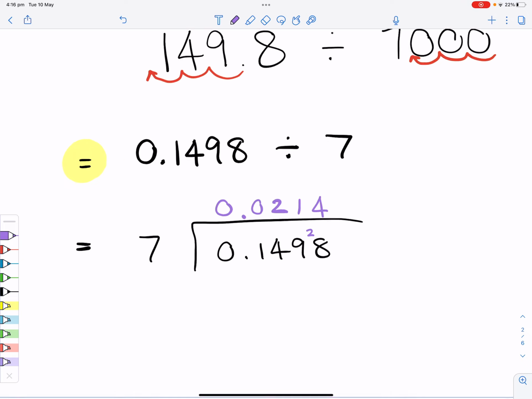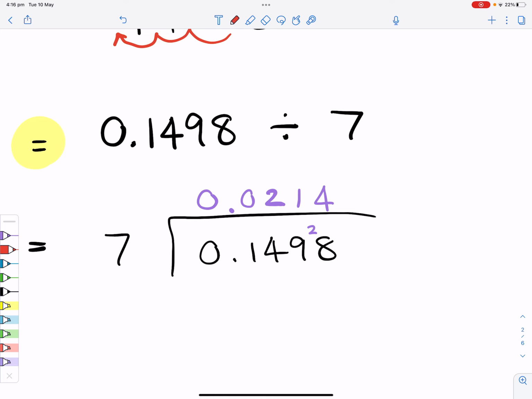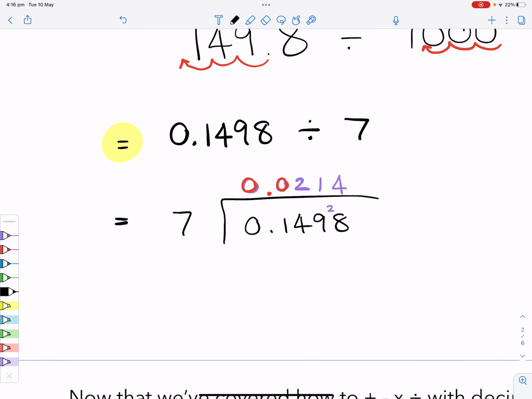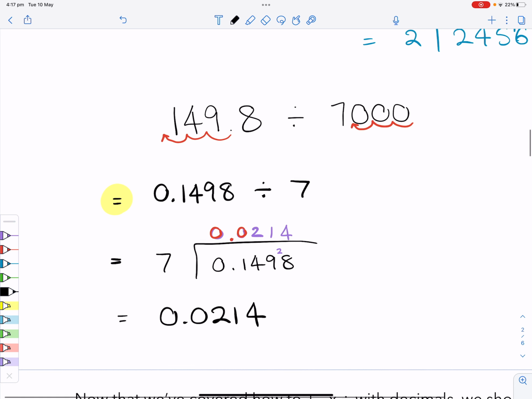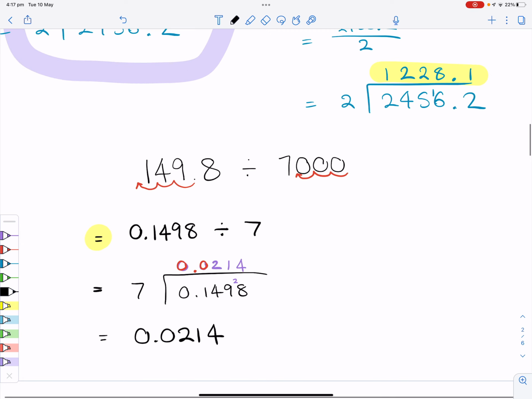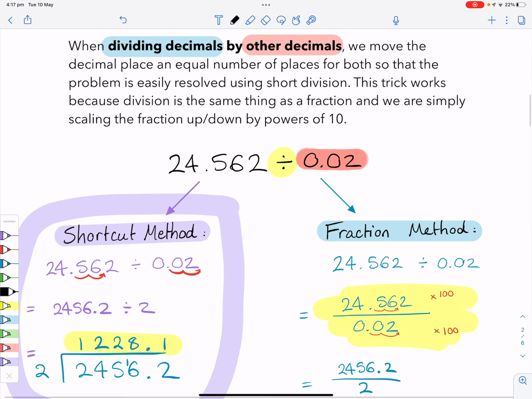So my answer is 0.0124, I think. That's the bit I hadn't written in earlier, as I forgot to put in these zeros here onto my solution. So there we go. If I'm going to write it out nice and clean, I would say the answer is 0.0214. And if I really want to check, I can just ask Siri to confirm if that's true. So let's see a little bit of a video clip. So that's how you can do it when we've got 2 decimals and you've got a division problem going on.